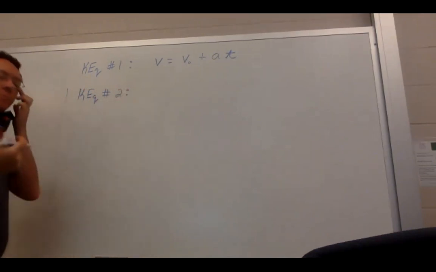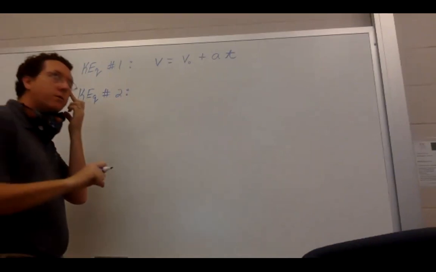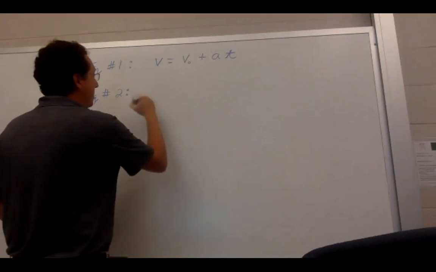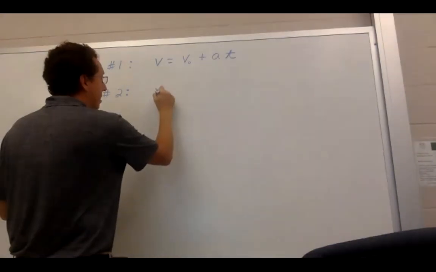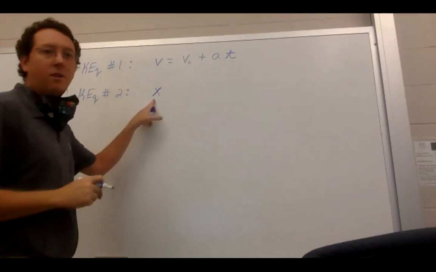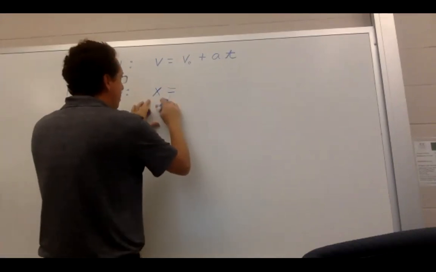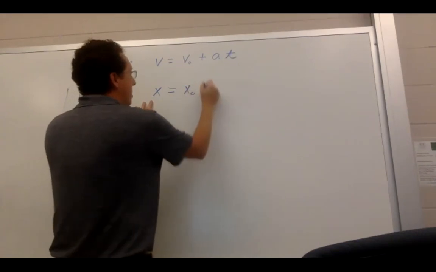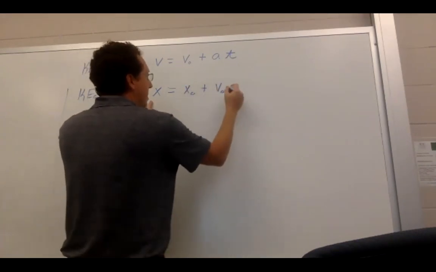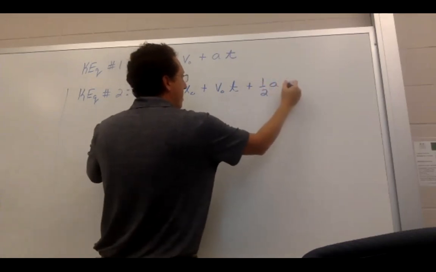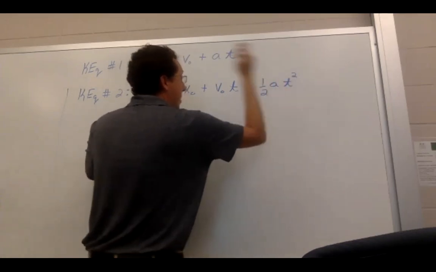that one relates position, initial velocity, and acceleration. And that says that the position at some moment, I'll just call that x, I'll write the equation down and then you'll see. That's position equals the initial position plus the initial velocity times time plus 1/2 the acceleration times time squared.